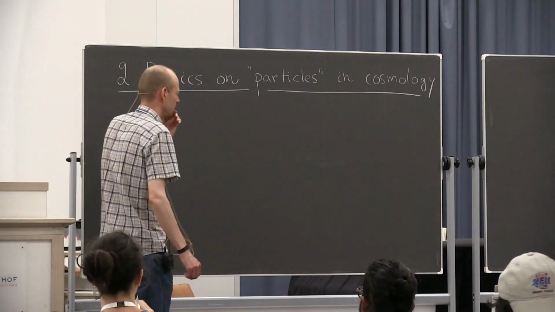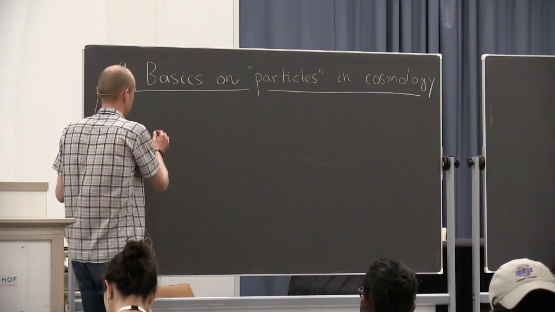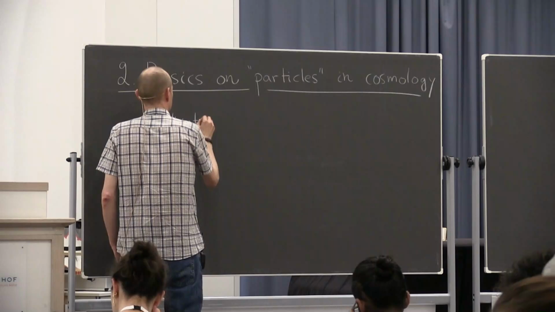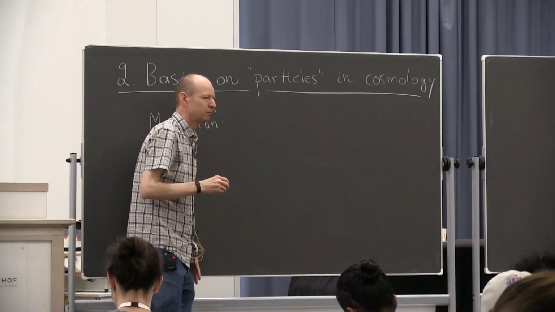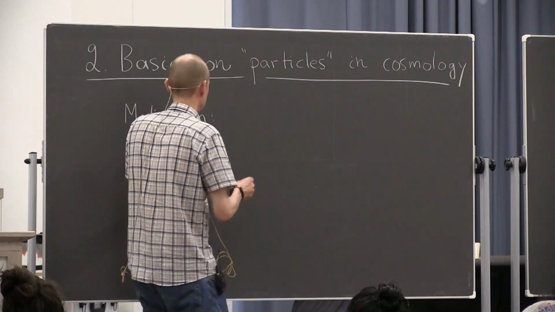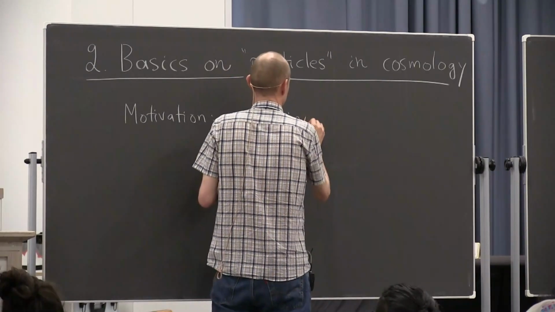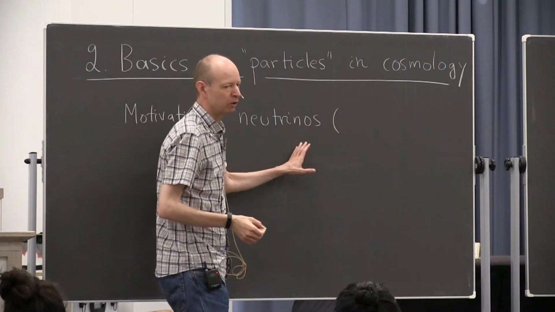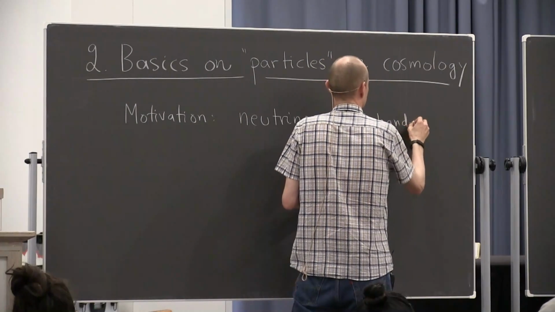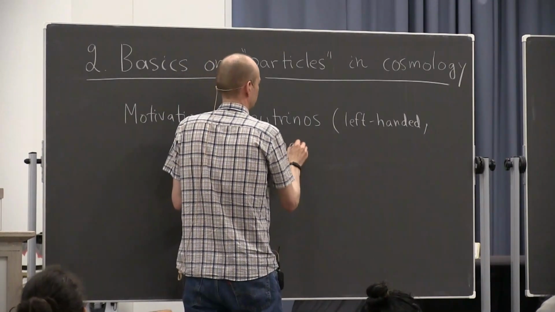So yes, today we go on from a bit of a different angle and think about particles. The motivation for this is that there are many phenomena in cosmology that we like to think about in terms of particles. For instance, neutrinos. We could think about the normal neutrinos, the left-handed neutrinos, or also right-handed ones, which are quite important in cosmology.